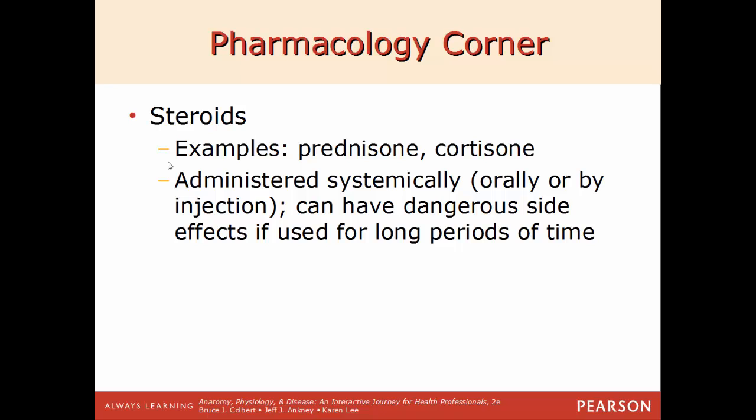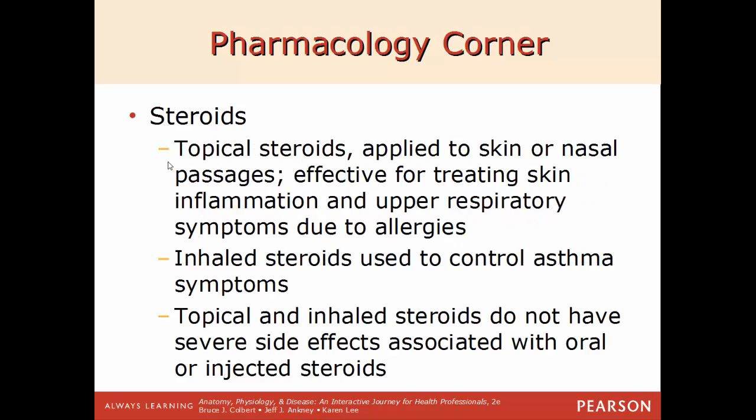Steroids, common examples: cortisone, prednisone. These are administered systemically, either by injection or by an oral dose. These can also have some dangerous side effects if taken for too long a period of time. Topical steroids, the ones that are applied to the skin or to the nasal passages, are effective for treating skin inflammation and upper respiratory symptoms due to allergies. Inhaled steroids are often used to control asthma symptoms. And the topical and inhaled steroids typically do not have the severe side effects that go along with the oral or injected steroids. So these tend to be a much better option.